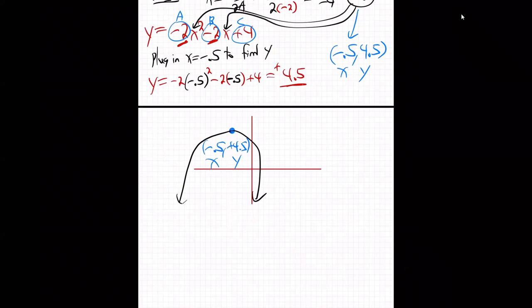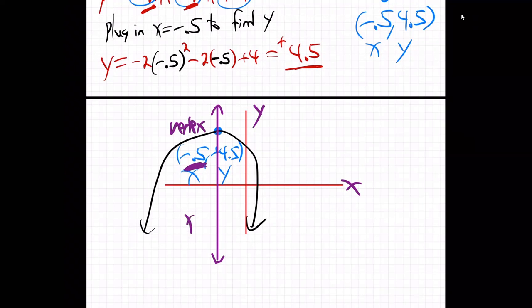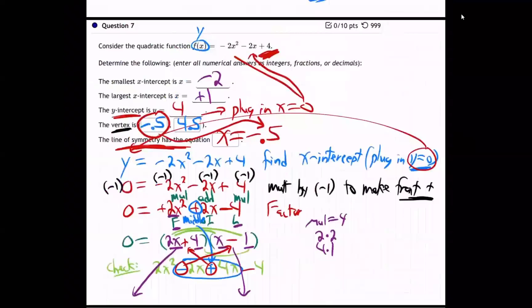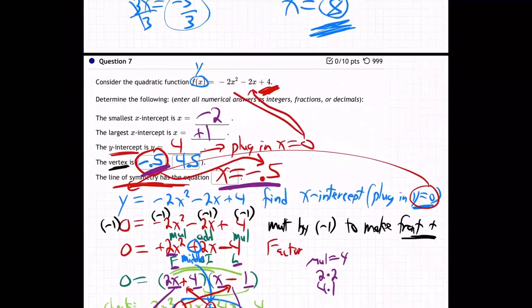Oop, I missed it just a little bit. Try again. There. That would be the line of symmetry. It'd go through the x-axis at that x value, because the line of symmetry has to go right through the center of the U-shape. And the center of the U-shape, of course, is the vertex. So it's x equals negative 0.5, whatever the x value is. That's why it's x equals negative 0.5, the x value for the vertex that we found. There we go.